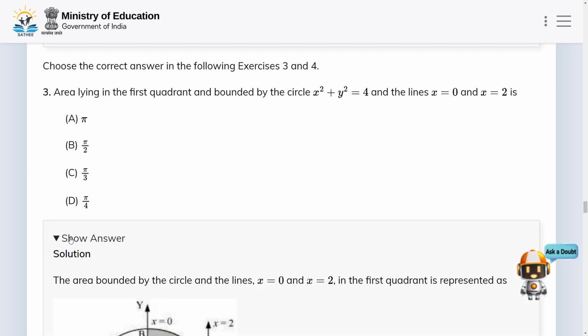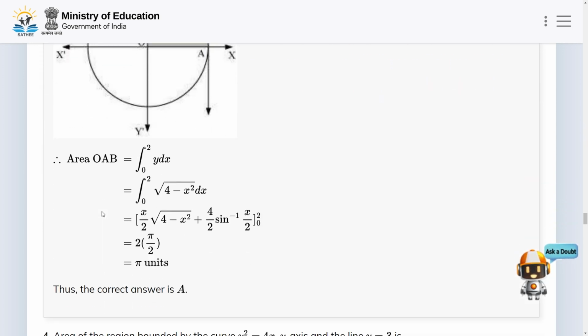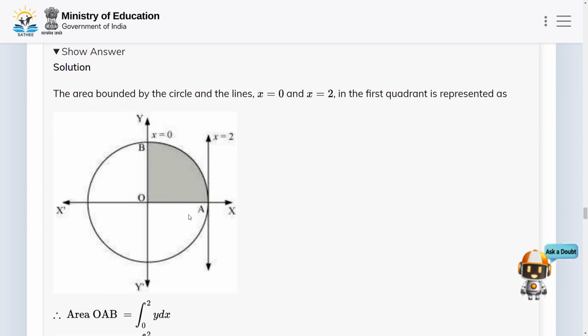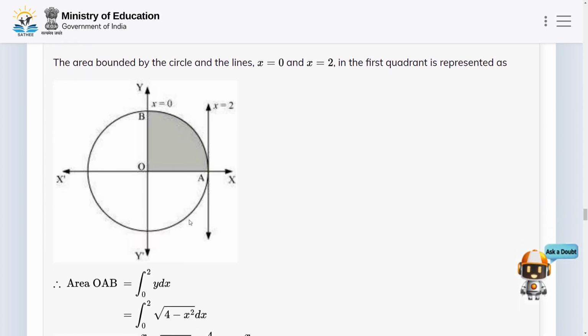Clear? Okay, I hope it is clear to you. Now the approach: as you can see, pi will be your final answer, but we will be going by the steps. Area bounded by the circle and the lines x is equal to 0, which is the y-axis line, and x is equal to 2, which will be this line. Now the circle, first of all, will be like this.